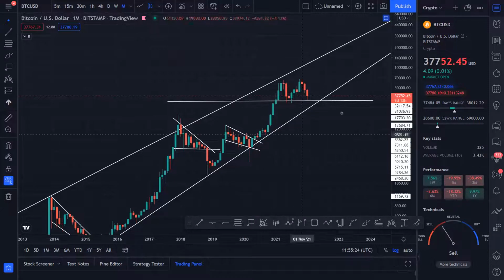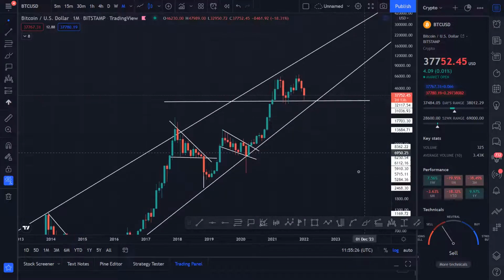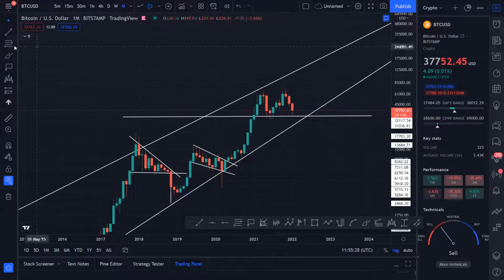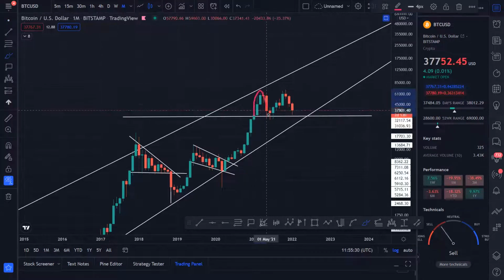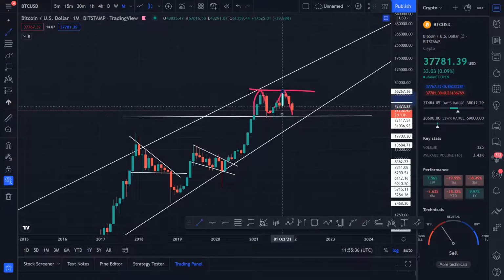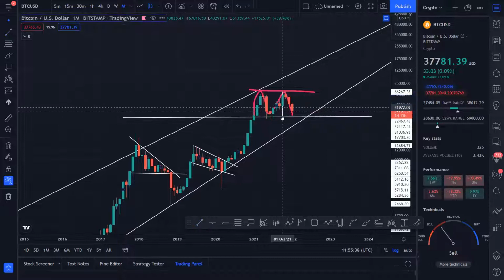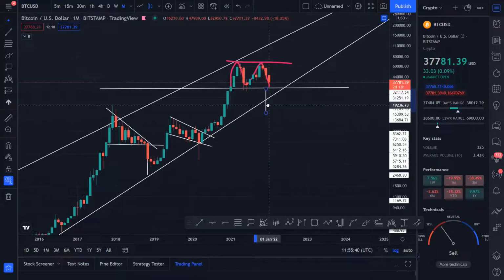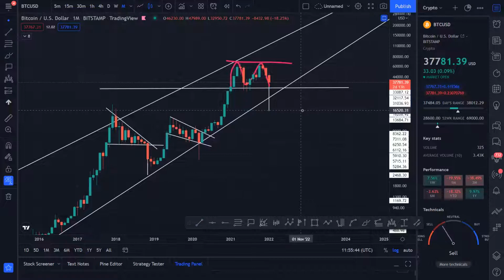Now, if you look at this pattern over here, you can consider this as a kind of like, at the moment, a bearish double bottom. Okay, where basically if it breaks to the downside, then this is the technical target, and the technical target is going to come towards this level, 16,000.